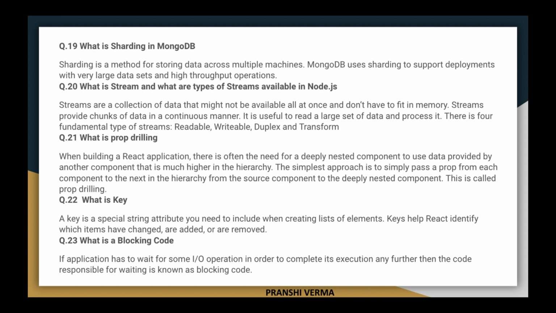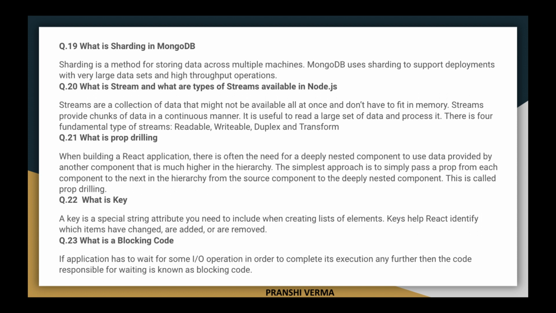Sharding in MongoDB provides several benefits, including horizontal scaling. Sharding allows you to distribute your data across multiple servers, which can improve performance and increase the amount of data that your database can handle. Automatic load balancing.